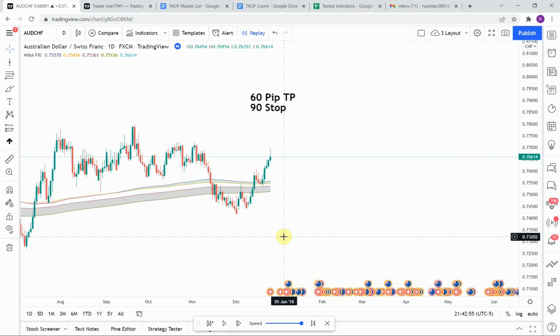Alright, as I said, today we will be testing the long-term cloud band.